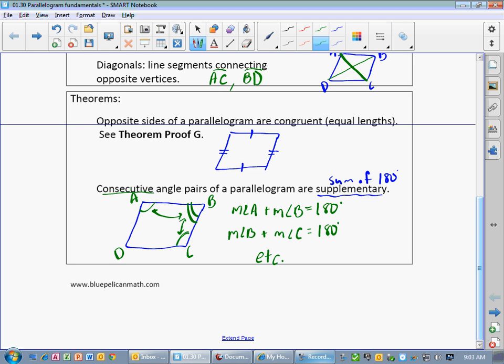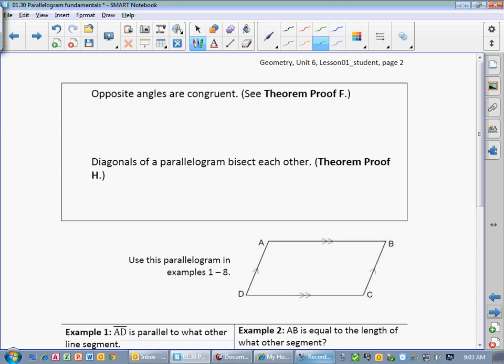So far we've got opposite sides are parallel. Opposite sides are congruent. Consecutive angle pairs are supplementary. And actually, opposite angles are congruent. So if we draw a parallelogram, then this bottom left angle is opposite from this top right one, and they are congruent. This top left one is congruent with the bottom right one. Now notice again, top right isn't congruent to bottom right necessarily. These opposites are equal. And then finally, the diagonals of a parallelogram bisect each other.